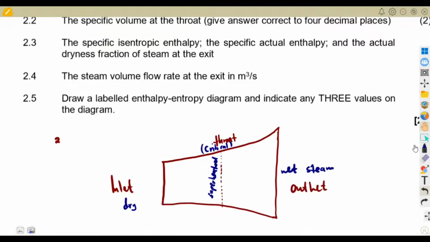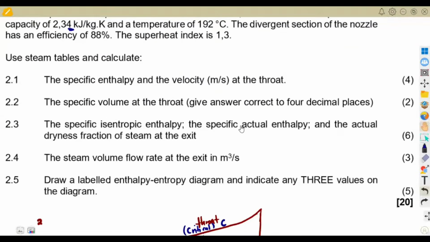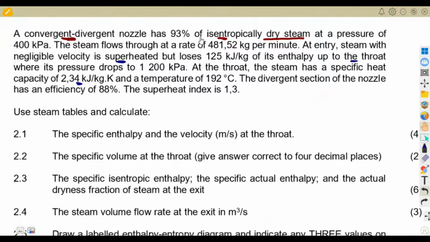So you can just have our conditions. Remember, the inlet is represented by 1, the outlet is represented by 2, and at the critical point, you just use C. At the throat, you just indicate with C. So let's take the information.